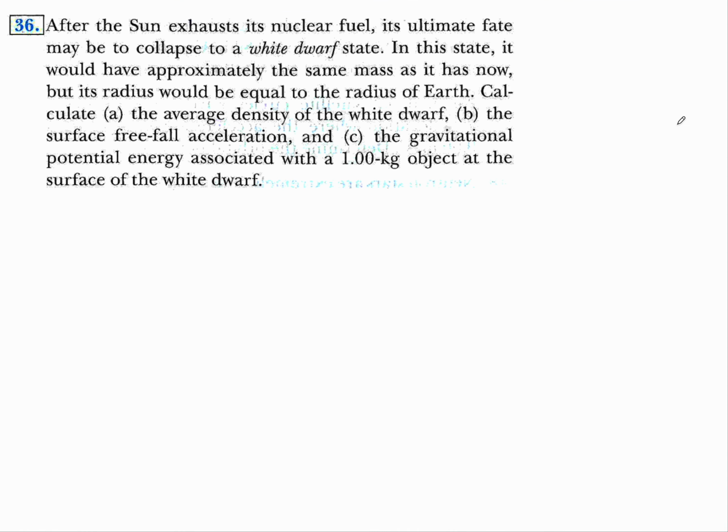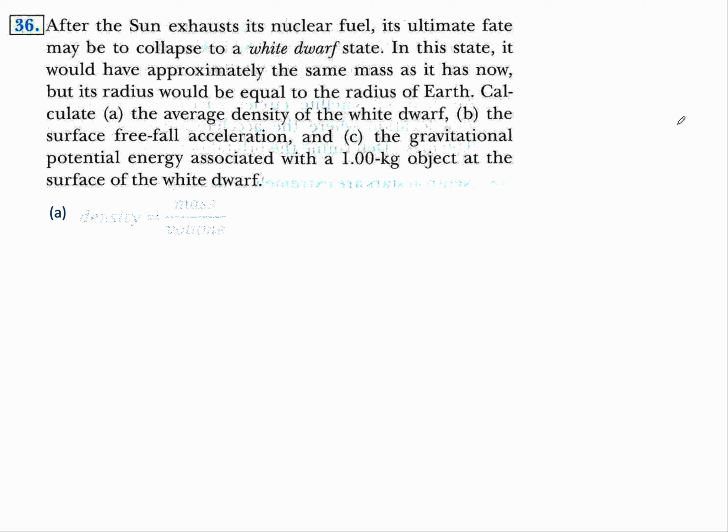So number 36, after our sun exhausts its nuclear fuel, its ultimate state is to collapse to a white dwarf. A white dwarf has approximately the same mass as the sun, but its radius would be equal to the radius of the Earth. It's still white because it would just residue heat, but its density would be crazy large. And that's actually what we're calculating in A.